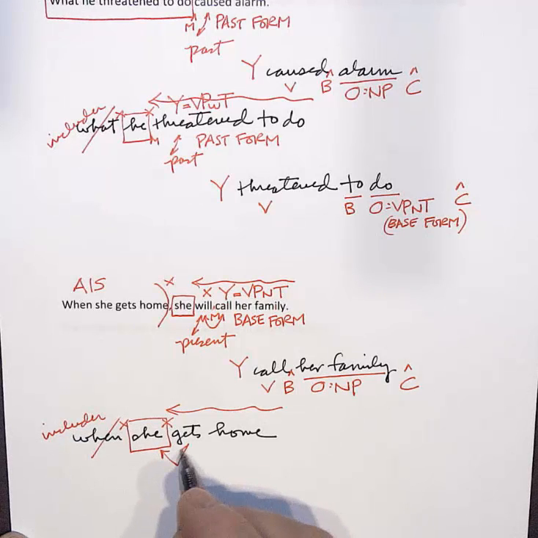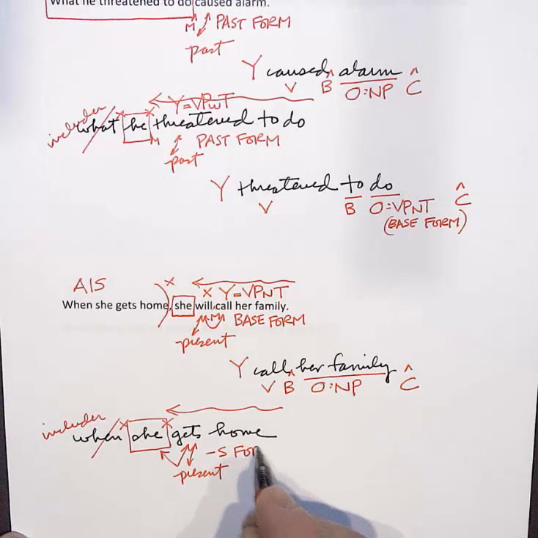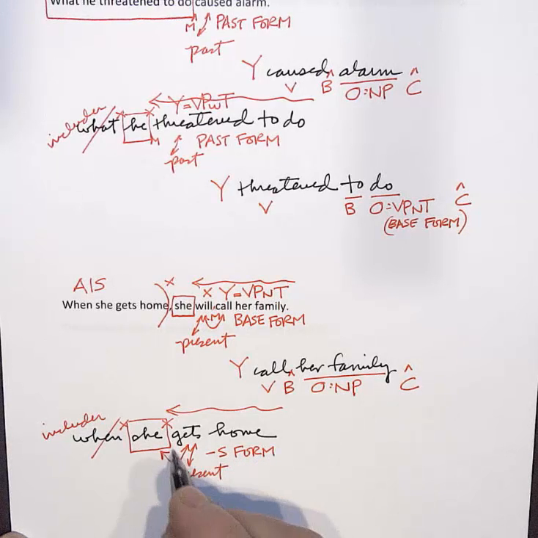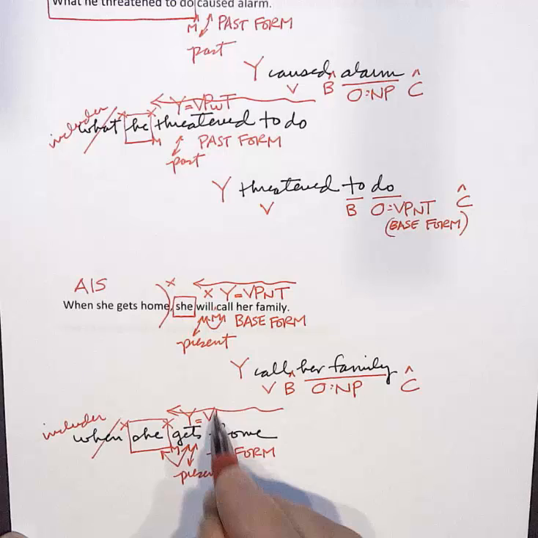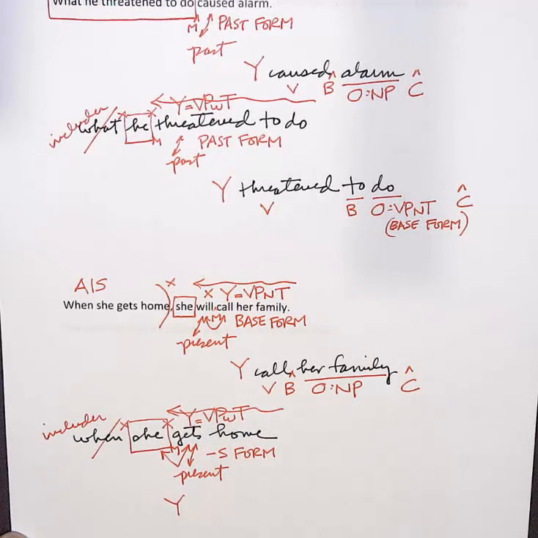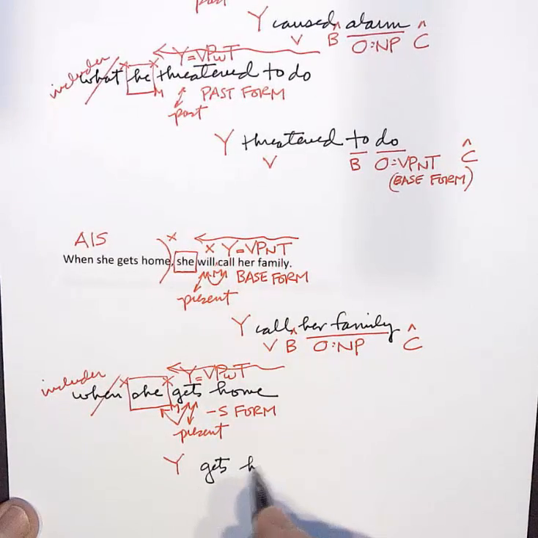Gets ties with the subject. Gets ties with the present. S form. The M place is here. Gets home is Y. And that's a verb phrase with time. Rewrite the Y. Okay, let me move that up just a little bit. Gets home.